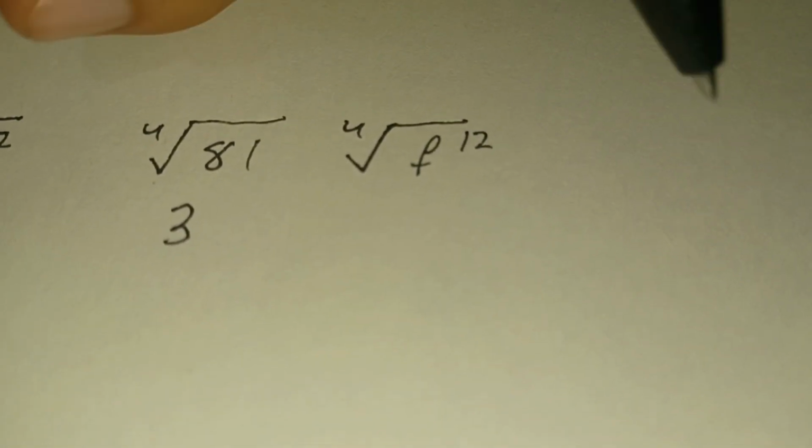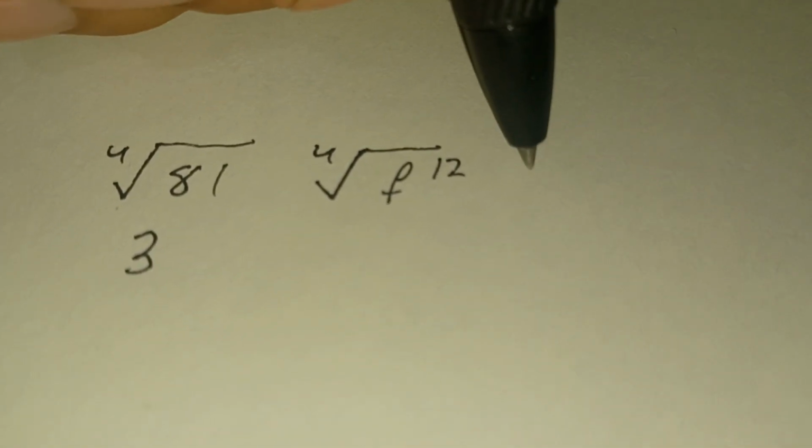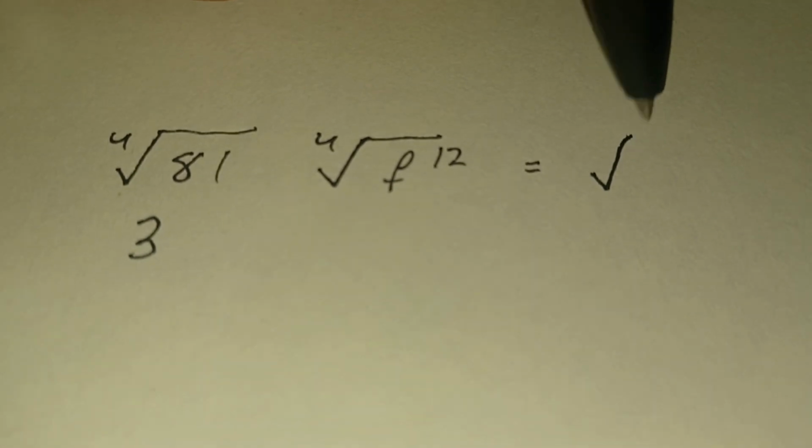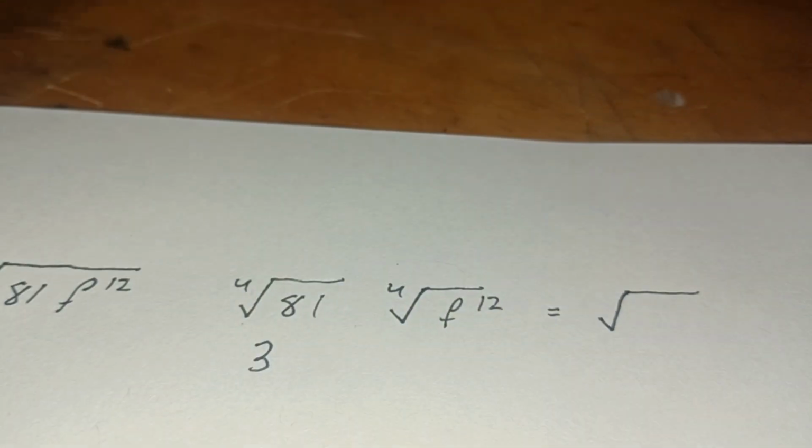We can rewrite the fourth root of f to the 12th as, oops, sorry. My cat's here. Sorry about that.